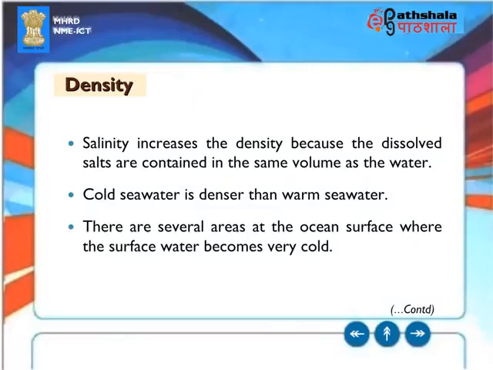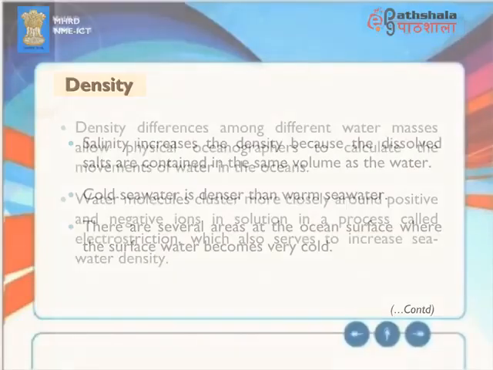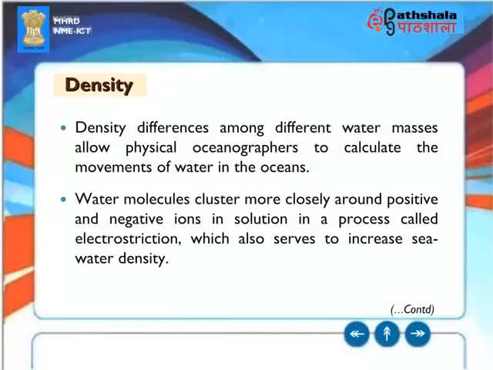Salinity increases the density because the dissolved salts are contained in the same volume as the water. Cold seawater is denser than warm seawater. There are several areas at the ocean surface where the surface water becomes very cold. Density differences among different water masses allow physical oceanographers to calculate the movements of water in the oceans.